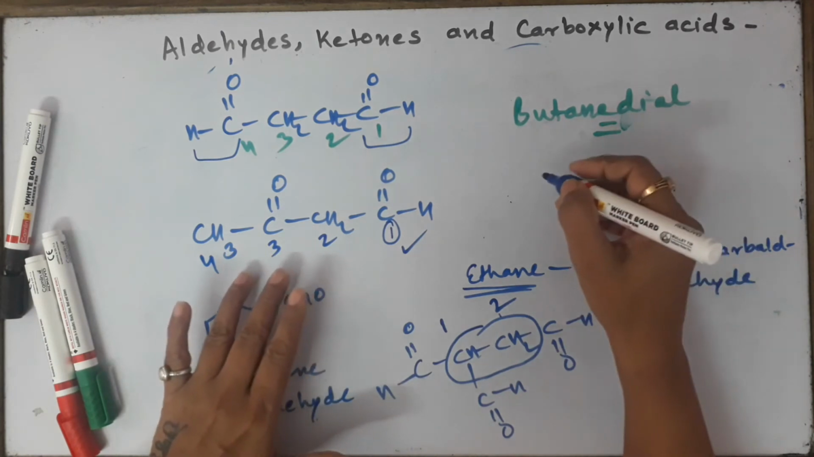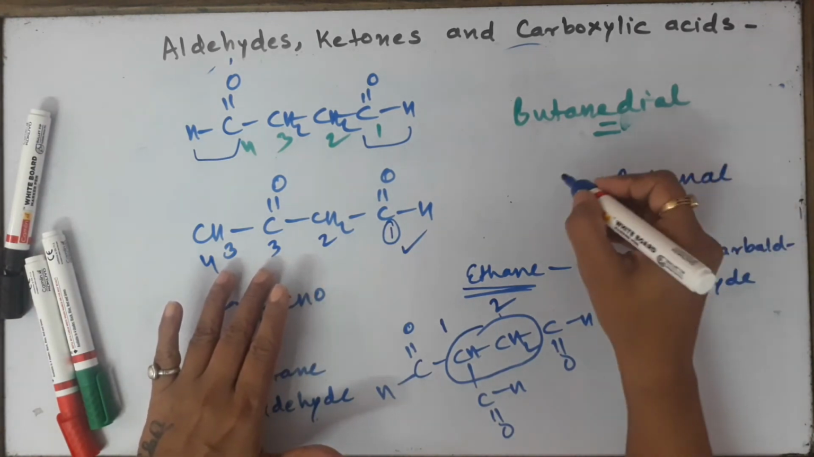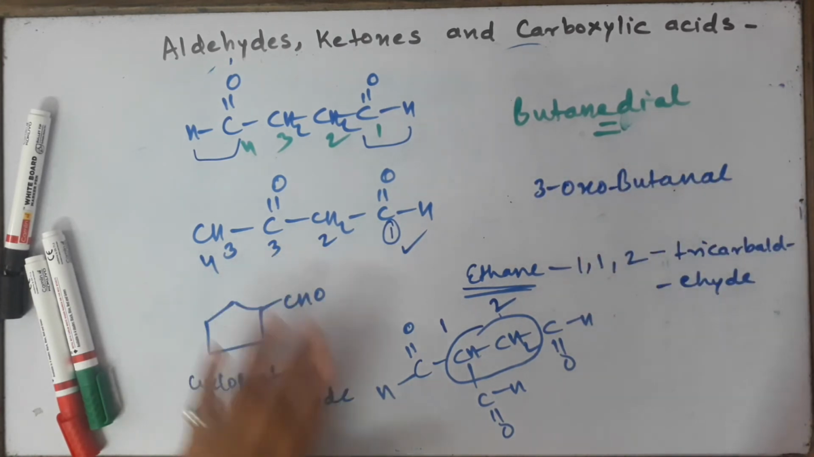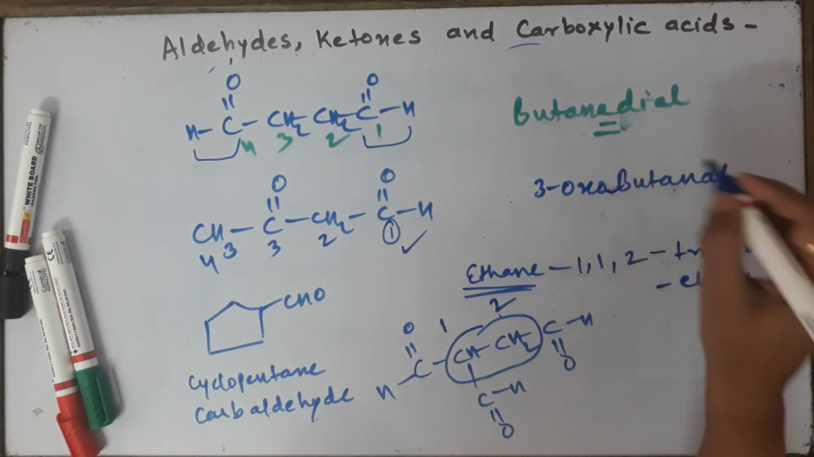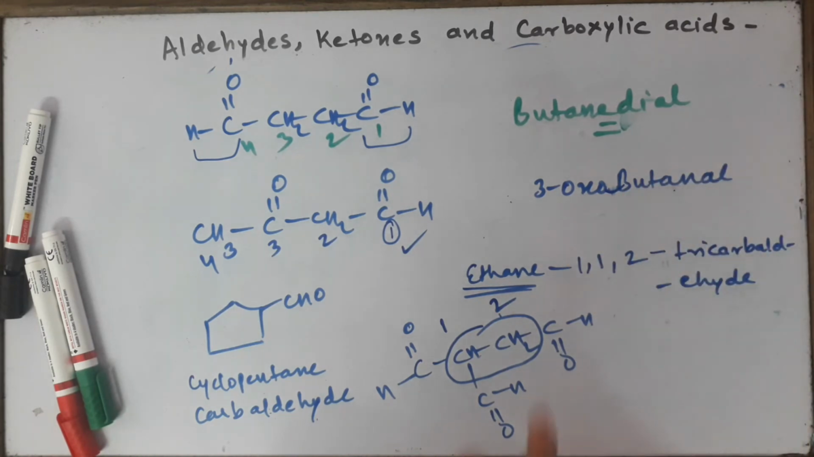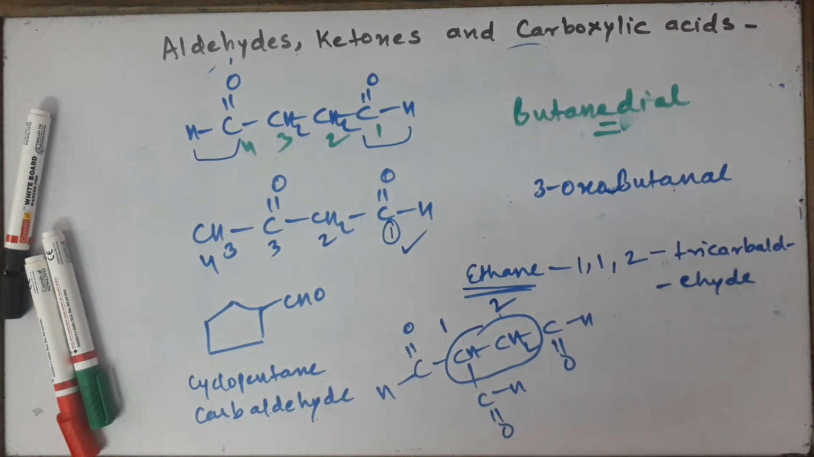Okay, so this is basically a compound which is an aldehyde, so it's a butanal, but at position number 3 we have got a ketone which will now be called oxo. So the name of this compound becomes 3-oxobutanal, and there's not going to be any gap between oxo and butanal, so it's 3-oxobutanal. All right, let's see some more examples.